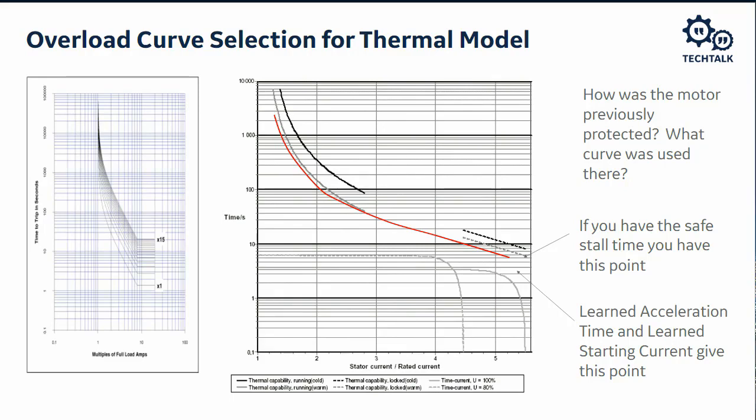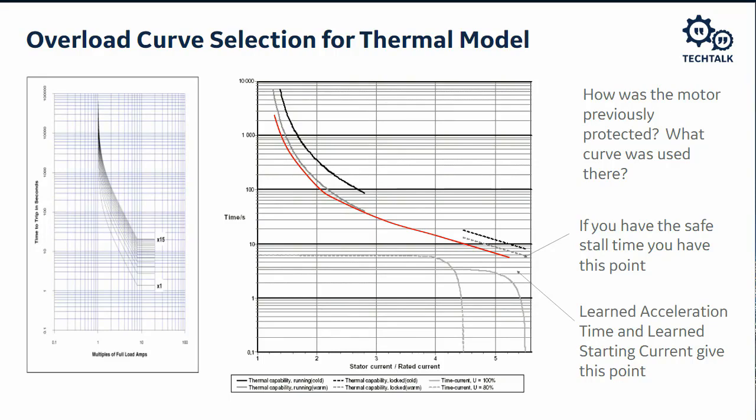And what that does is that gives me that lower point that I've got right there, that learned acceleration time and learned starting current. So it gives that point that I'm identifying on the graph. And if I have that point, I know that that's getting into the starting curve. So what I could do is set a standard motor overload curve that was slightly above that point.